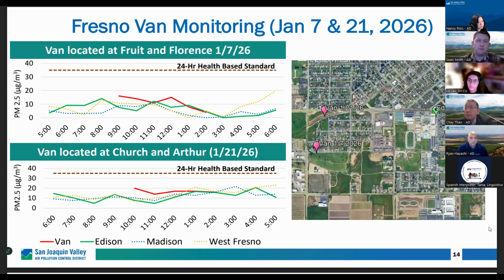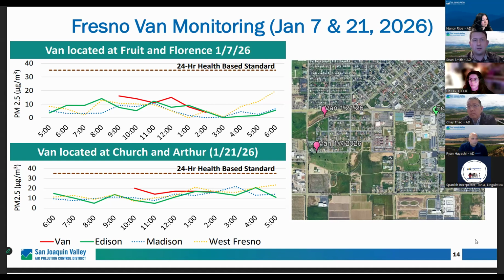So as promised, at the request of the CSC, we went out and took the van to do van monitoring, and we went west of the Edison High School stationary monitor. The first time we monitored was approximately at Florence and Fruit Avenue, on January 1st, near Hyde Park, which is the green area near the middle, on the left side of the satellite image here. So we took the van and monitored for 7 hours.